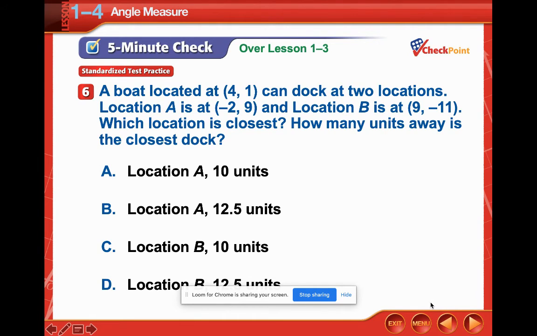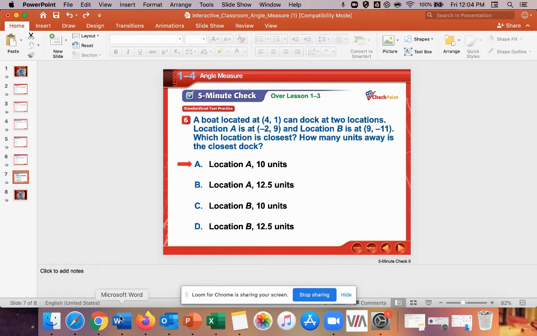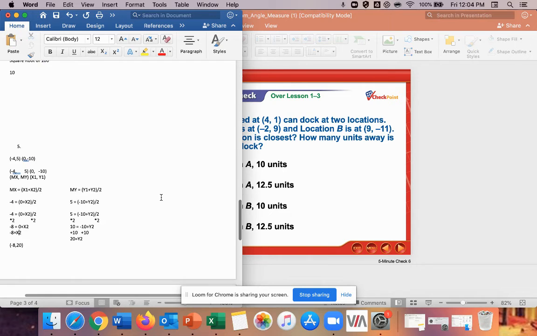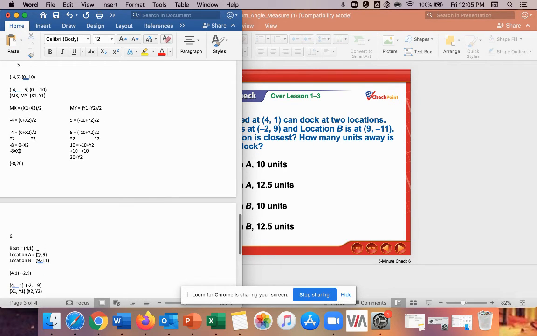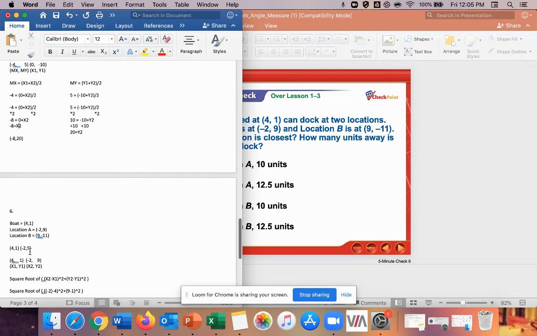All right. Hopefully you're able to solve this. I got location A, 10 units. Let's see what's good with it. All right. So we know the boat is (4, 1). Location A is (-2, 9). Location B is (9, -11). So the first thing I want to do is find the distance from the boat to location A, and then find the distance from the boat to location B. So the boat to location A is from (4, 1) to (-2, 9).